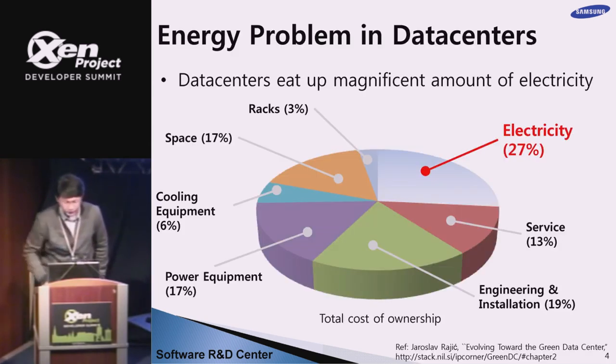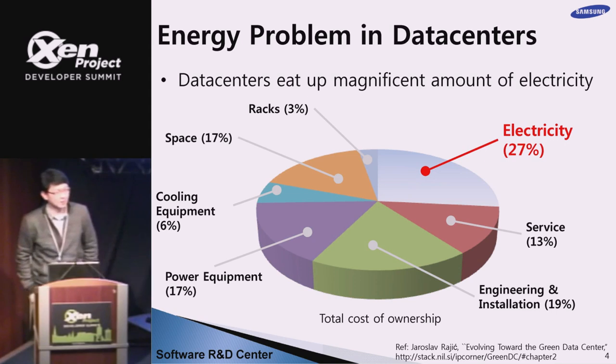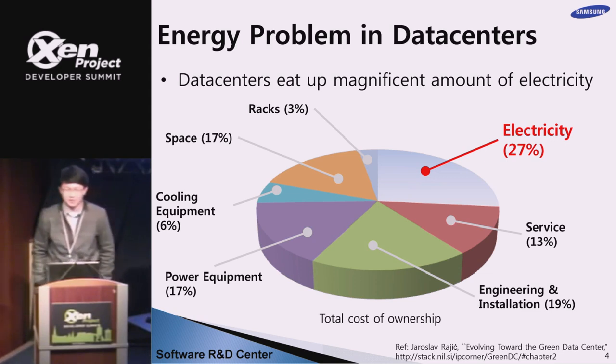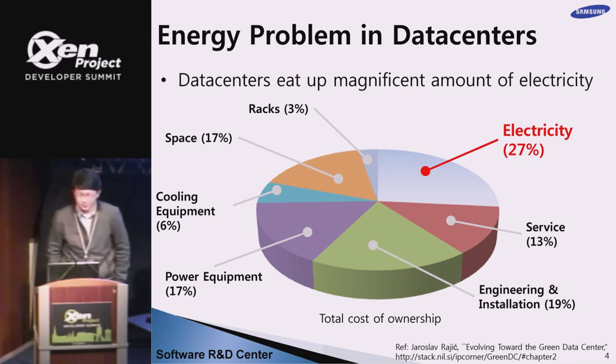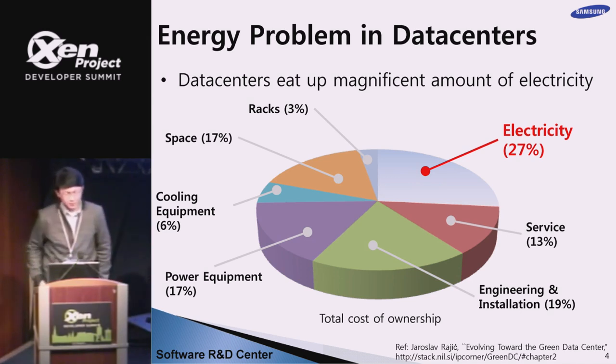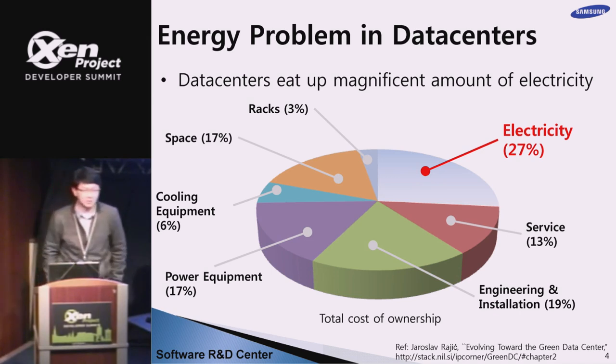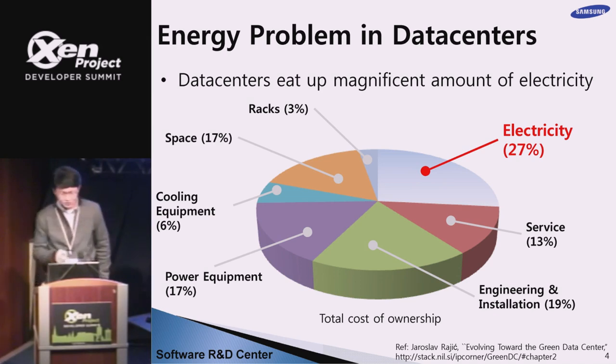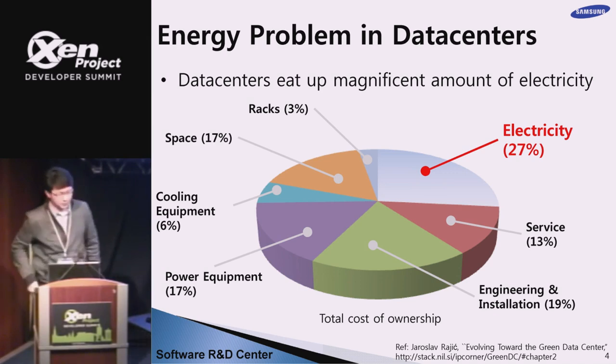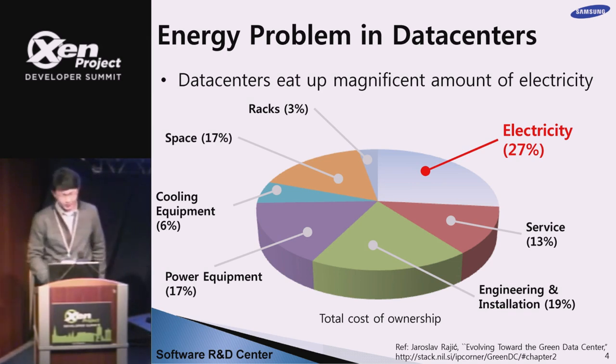It starts with the motivation. I think you guys have already seen this chart a lot, so I'll just go briefly. Basically, the number of data centers eats up a magnificent amount of energy, and the number of data centers is growing, and the electricity needed to run and operate the data centers increases very sharply. This chart shows the total cost of ownership, and almost 1/3 of the cost is electricity, and that basically makes the financial manager not happy.